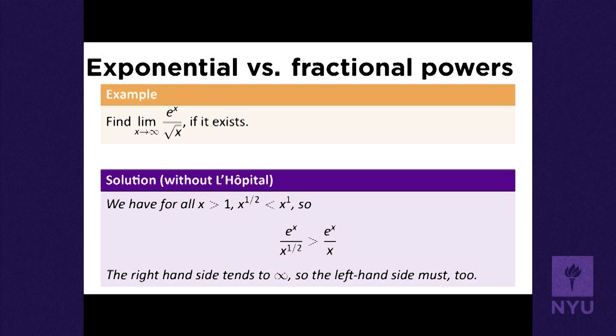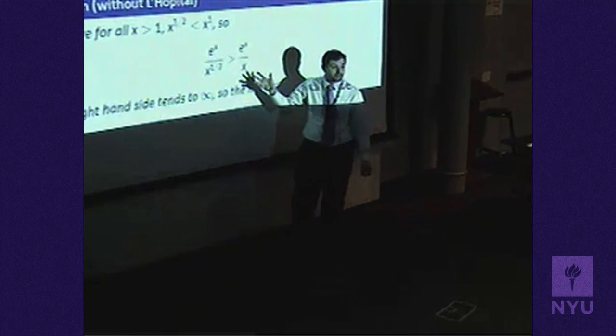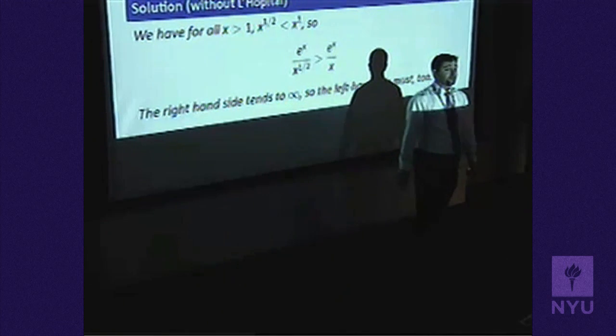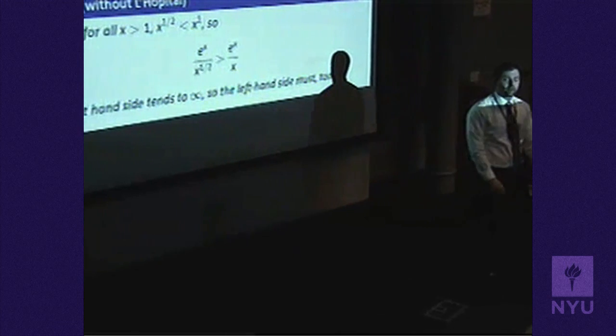But maybe we don't even have to use L'Hopital's rule at all, because remember, x to the 1/2 is less than x to the 1, at least if x is bigger than 1. The square root of x is usually less than x, and so e to the x over the square root of x is greater than e to the x over x, and we already showed that the limit of this thing on the right is infinity. Okay, so if a function is larger than a function with an infinite limit, well, then it has to have an infinite limit too. So you wouldn't even need L'Hopital's rule to show that this limit is infinity.